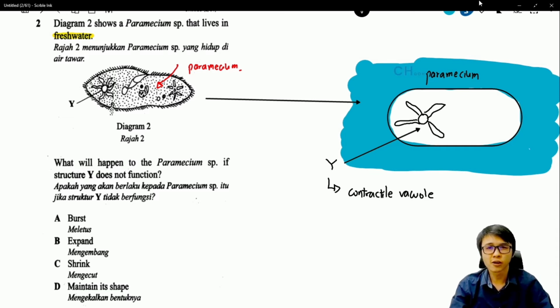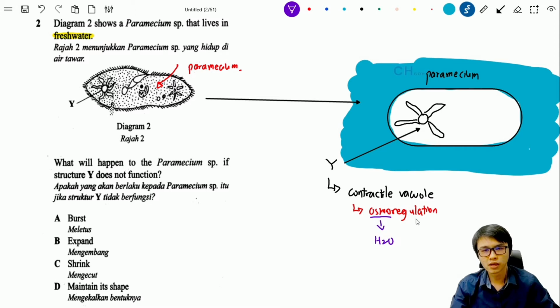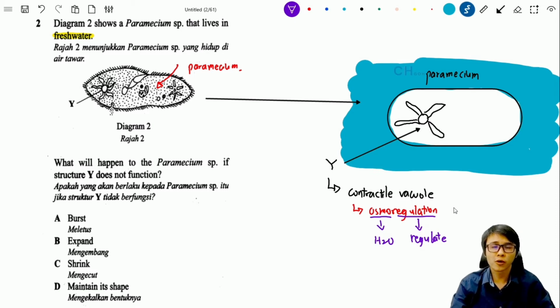Now, what is the function of the contractile vacuole? The contractile vacuole is a vacuole that helps the paramecium to control the water content in their body. So we call it osmoregulation. Osmo means water, regulation means regulate. Now, why does this contractile vacuole need to control the water content in the paramecium?